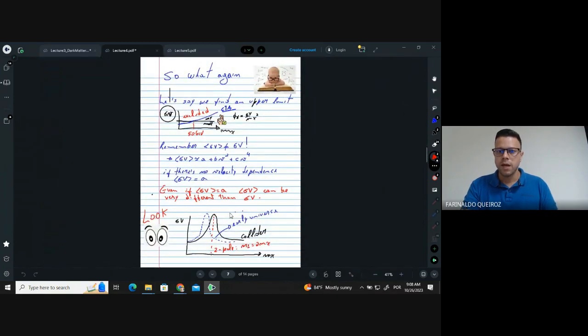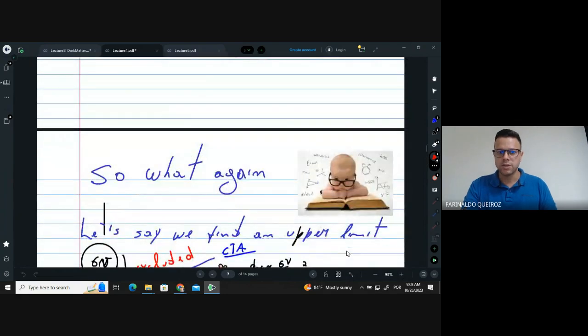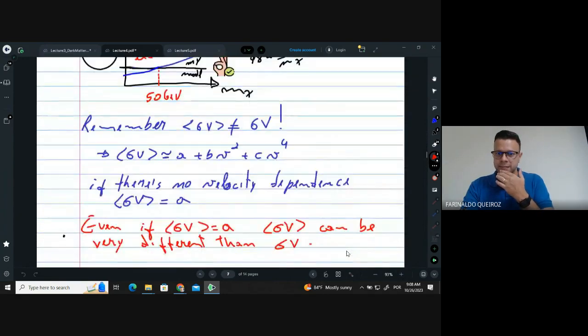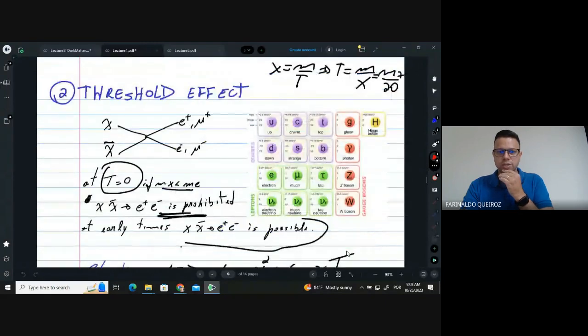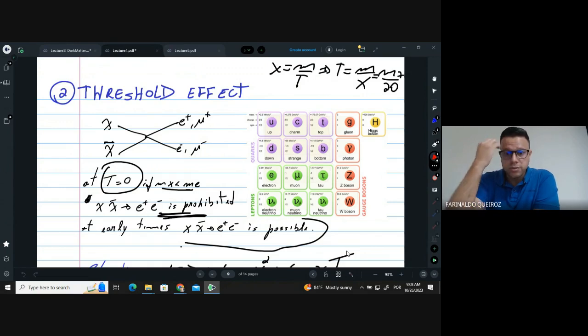Okay, and we also discussed the threshold effect, which has to do with new channels being opened. In the early universe, as you get the thermal contribution to the center of mass energy, you might have processes that dark matter can annihilate into, but today they are not present because of kinematics. Okay.